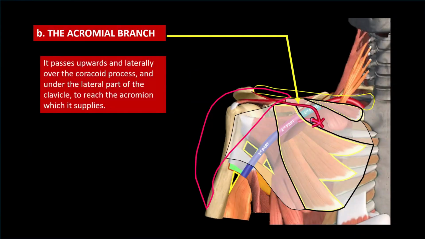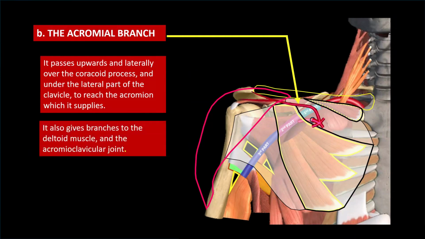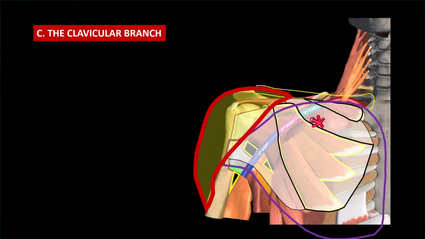It passes upwards and laterally over the coracoid process and under the lateral part of the clavicle to reach the acromion, which it supplies. It also gives branches to the deltoid muscle and the acromioclavicular joint. C, the clavicular branch.